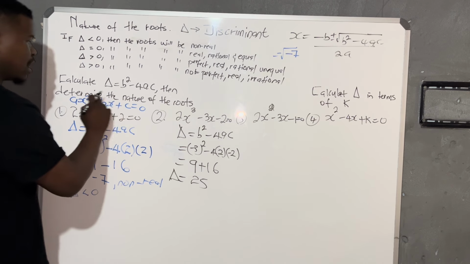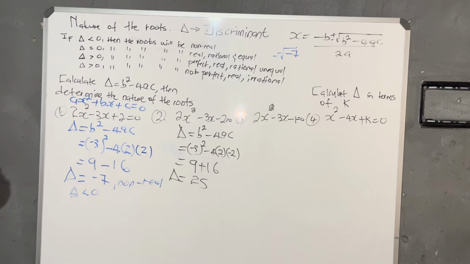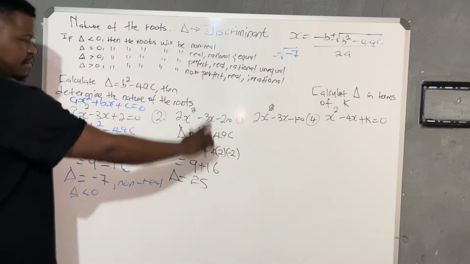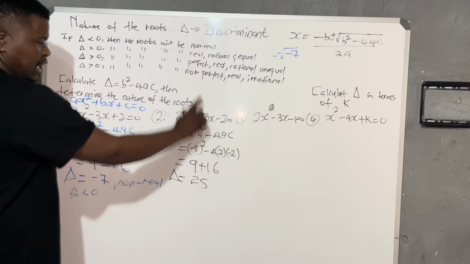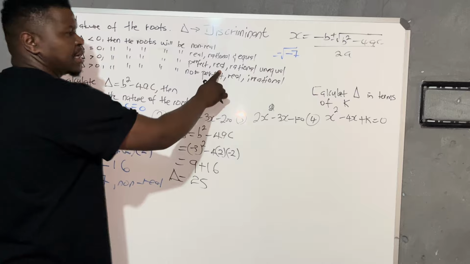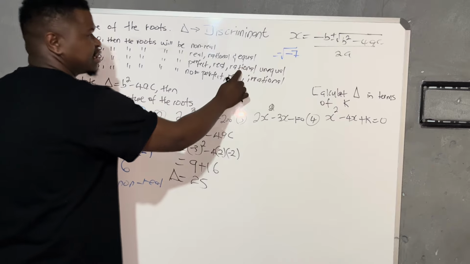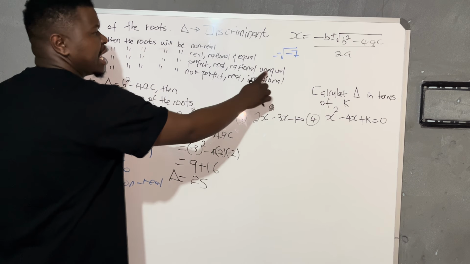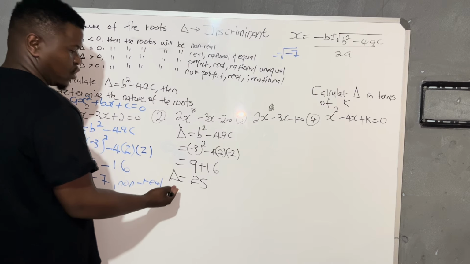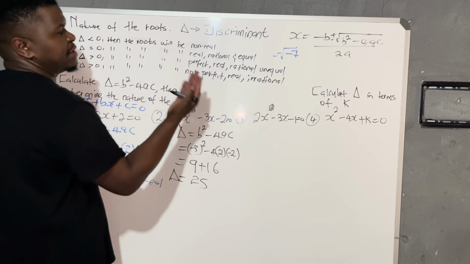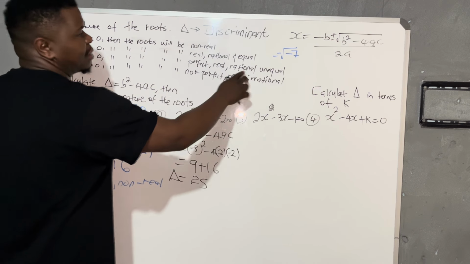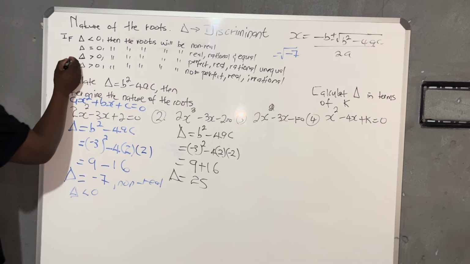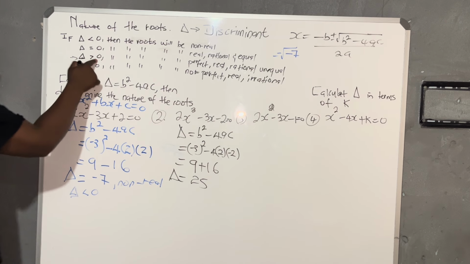What is the nature of these roots? Look, 25 is a perfect square, right? If it's perfect, that means it's real. If it's real, that means it's rational, as long as you can have a square root of it, as long as it's a perfect square. And it's unequal because it's not 0. If you got discriminant equal to 0, then we're going to say the roots are equal. But this one says unequal. It's greater than 0 because it's 25.